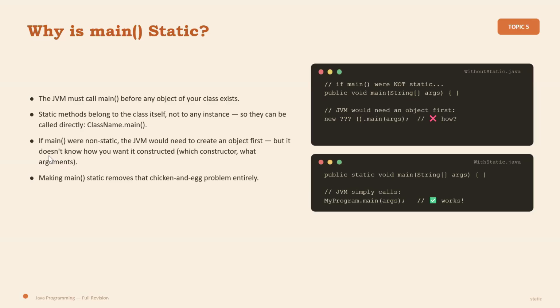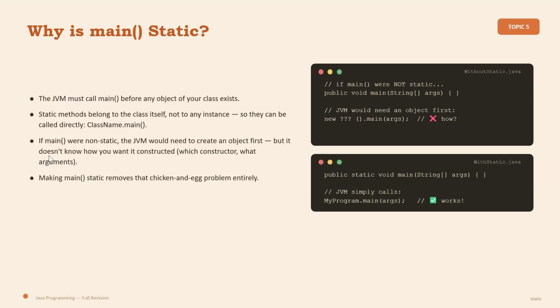Now imagine that the main method was not static. The JVM would need to create an object before calling main. Then there will be another question: which constructor should be used and what value should be passed to the constructor? How should the object be created? The JVM does not know the answers to these questions.